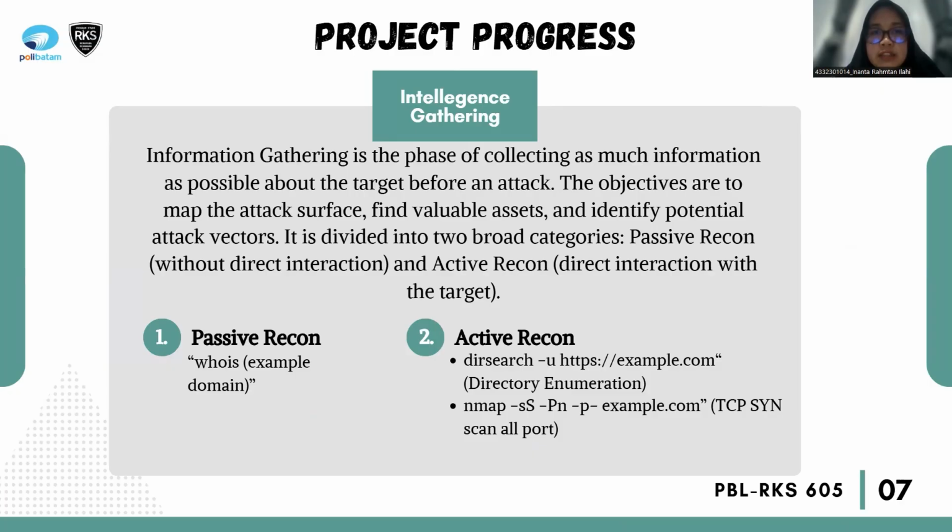Moving on to the intelligence gathering phase, this is the step where we collect as much information as possible about the target before conducting any attack simulation. The main objectives of the phase are to map the attack surface, discover valuable assets, and identify potential attack vectors. We divide this phase into two categories. First, passive reconnaissance, where we gather information without directly interacting with the target, for example, using the whois command to retrieve domain registration details. Second, active reconnaissance, where we interact directly with the target, such as using Nmap for TCP SYN scanning across all ports to identify open surfaces.